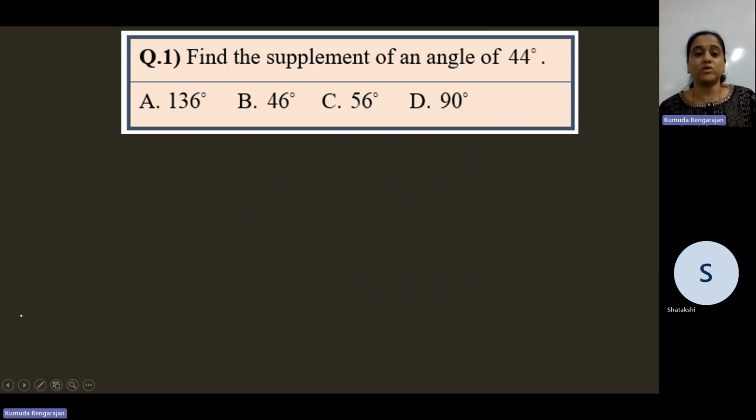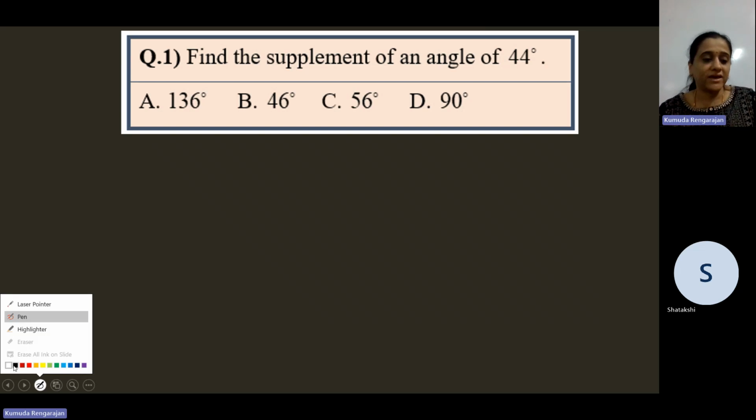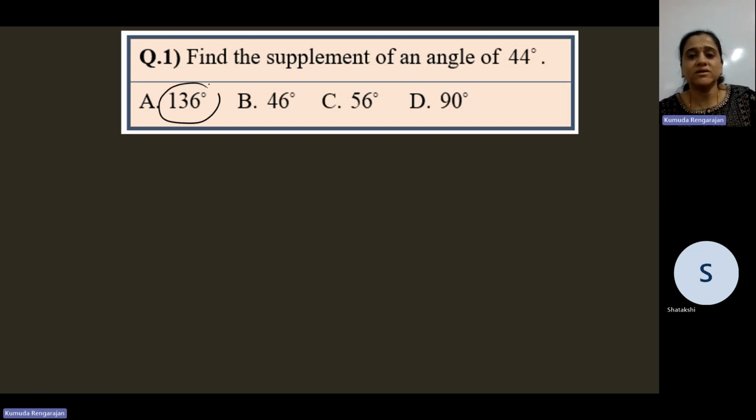Find the supplement of an angle of 44 degrees. So these are the options. Find the supplement of an angle of 44 degrees. Which is the correct answer? A, B, C, or D? A. Because 44 plus 136 is equal to 180.